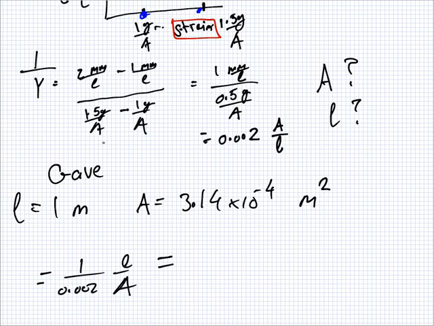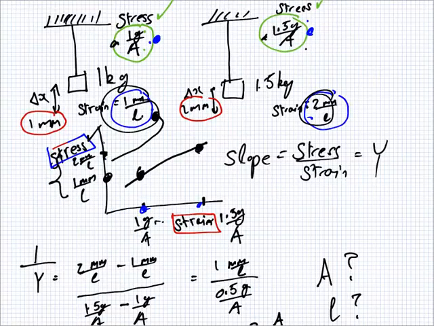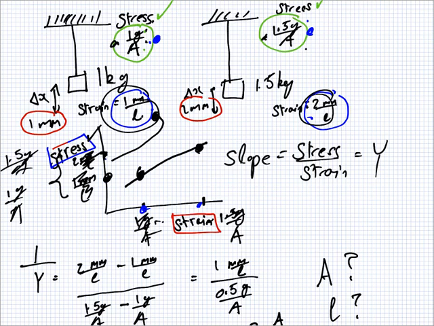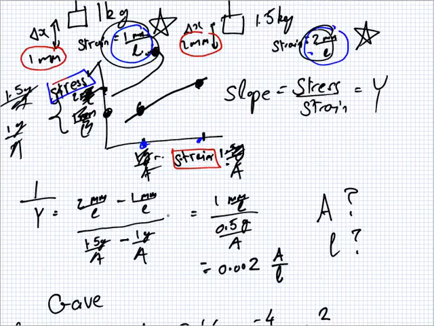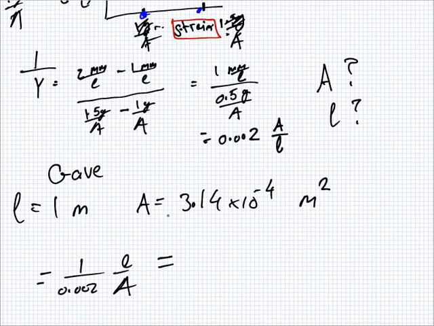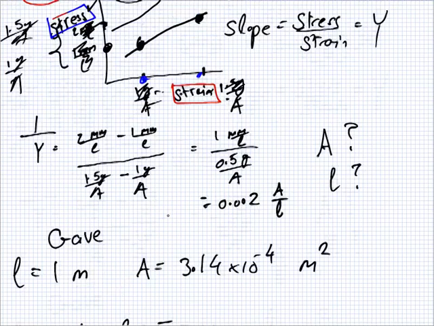So strain is 1G over A. Now that's stress, 1G over A. And these numbers are wrong. I should have written 1G over A and 1.5G over A. And here I should have put these numbers. This one and this one. I should have put here and here. I wrote the wrong numbers down. Do you want to change it? I'll rewrite it here, sorry.